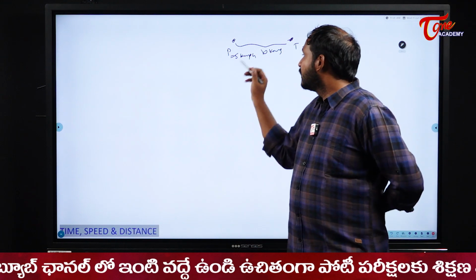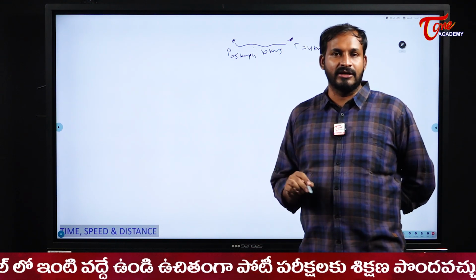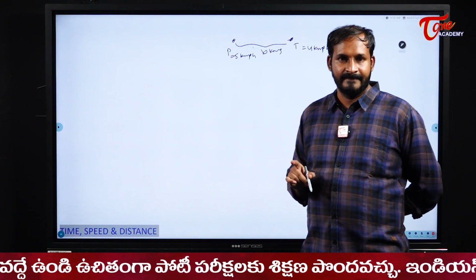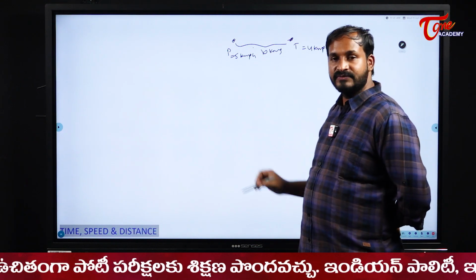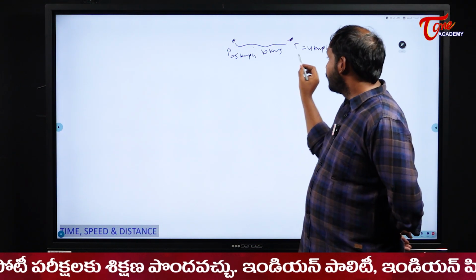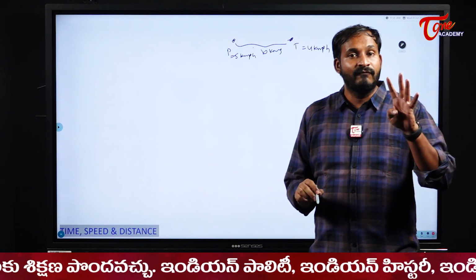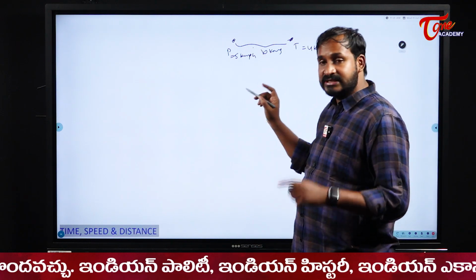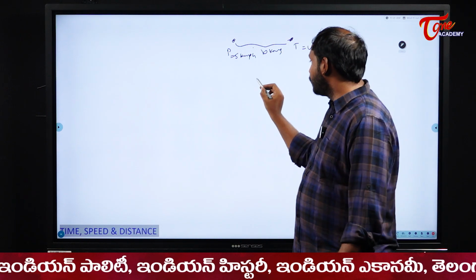Now see here, the distance between them is what? 10 kilometers. Now 1 hour has passed. My police will run what distance? 5 kilometers. When it comes to the thief, he will run just 4 kilometers. So what is the distance between them now? It will come down to 9 kilometers.